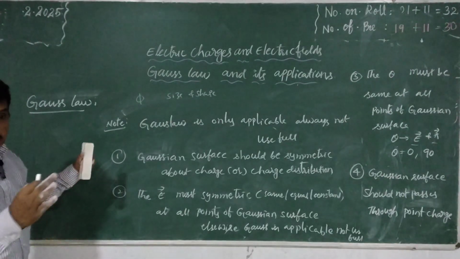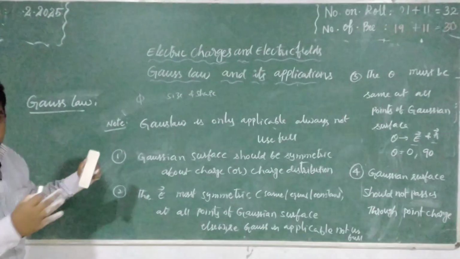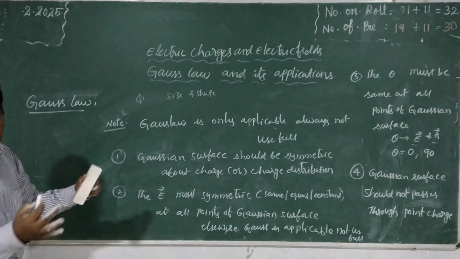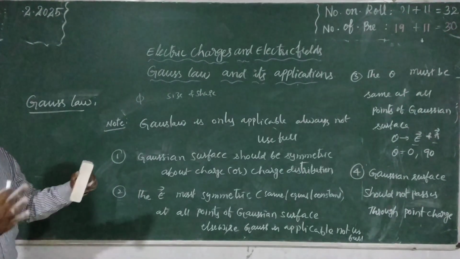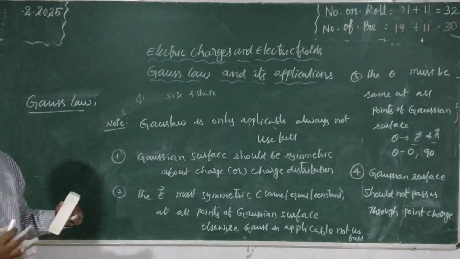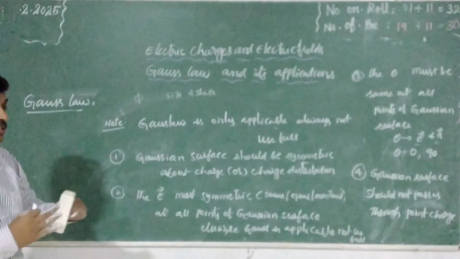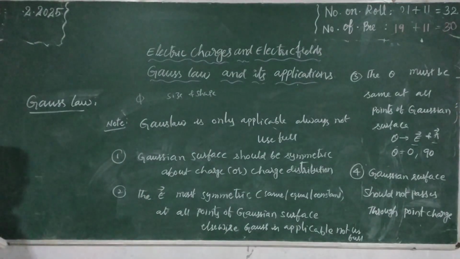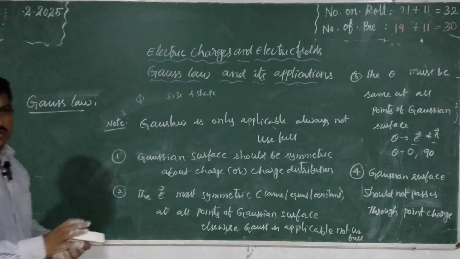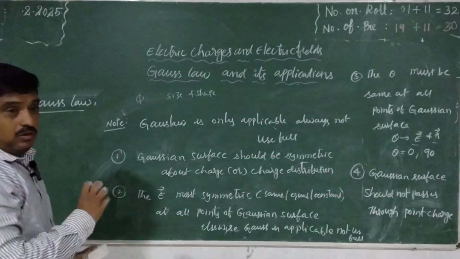Even if the size of the closed surface increases, or a different shape is there, the flux through the closed surface is q by epsilon naught only. That's why net flux does not depend on size and shape. These are the properties, the note points about Gauss law.